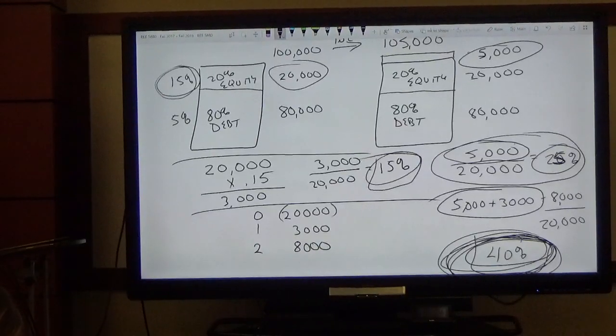Okay. So to simplify it, you're getting the $3,000 from the 15% is what we want, and you're just adding that to the appreciation, which is 5,000, and then dividing it by the 20,000 equity. That's it. And that's your return after the second year if you sell. That's your return for the second year. Okay? Your cash on cash return for the second year.